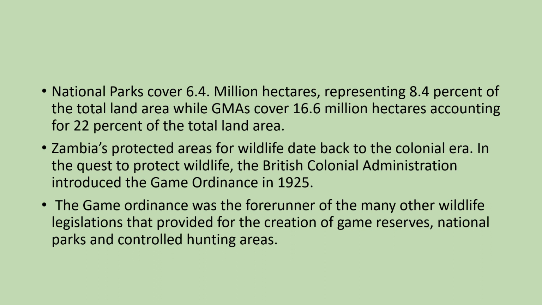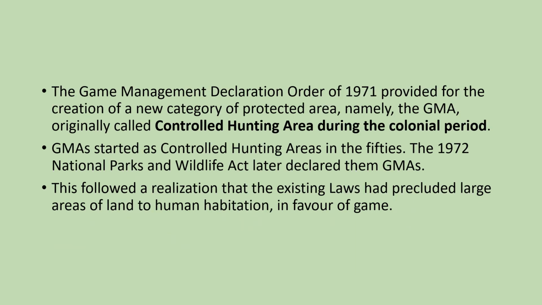The Game Ordinance was the forerunner of many other wildlife legislations that provided for the creation of game reserves, National Parks and Controlled Hunting Areas, Dodds and Patson, 1968. The Game Management Declaration Order of 1971 provided for the creation of a new category of protected area, namely, the GMA, originally called Controlled Hunting Area during the colonial period.